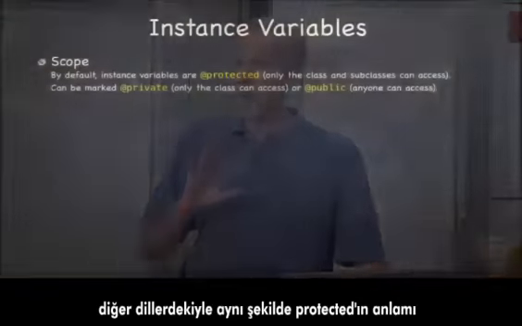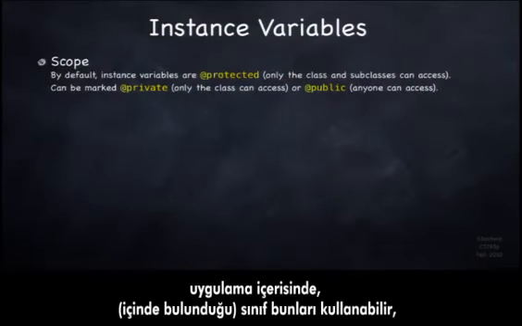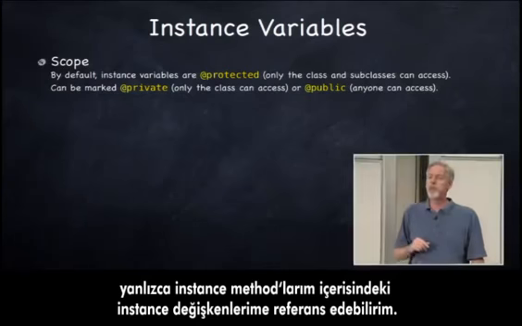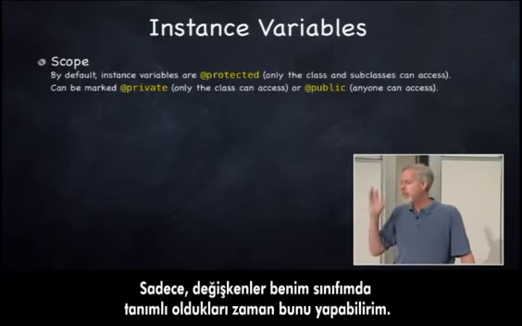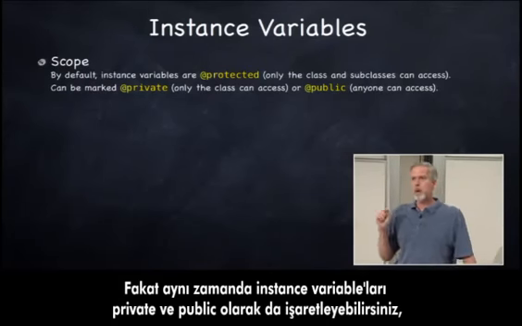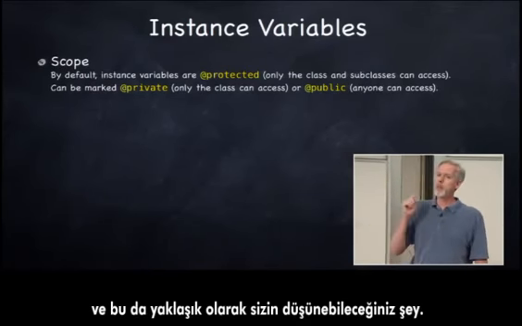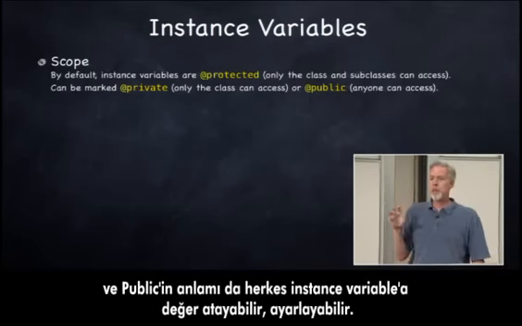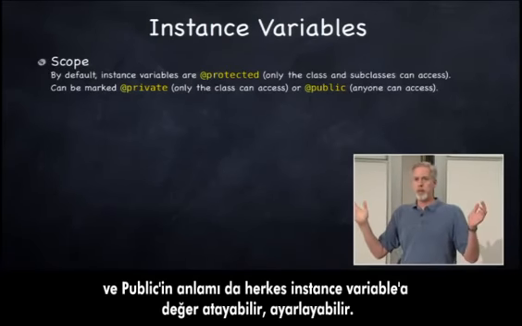Just like other languages, protected means the class can use them in its implementation, and also subclasses can as well. So if I write a subclass, I can just reference those instance variables in my instance methods, just as if they were instance variables in my class. But you can also mark instance variables private or public, and that's exactly what you would think. Private means only my class, not my subclasses, can see it, and public means anybody can set this instance variable.